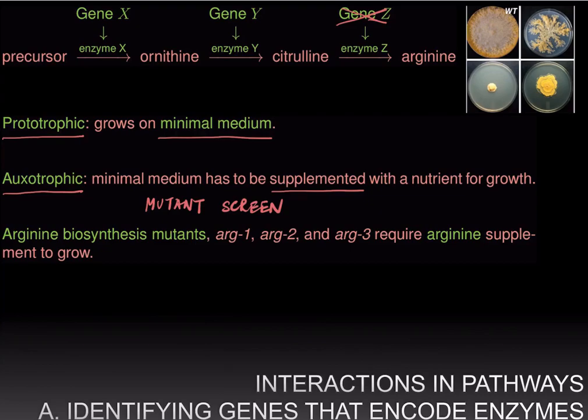For example, the ARG1, ARG2, and ARG3 mutant strains of Neurospora, they cannot grow on minimal medium, but will grow just fine if the minimal medium is supplemented with arginine, and that tells us that all the three mutants are involved in the biosynthesis of arginine.